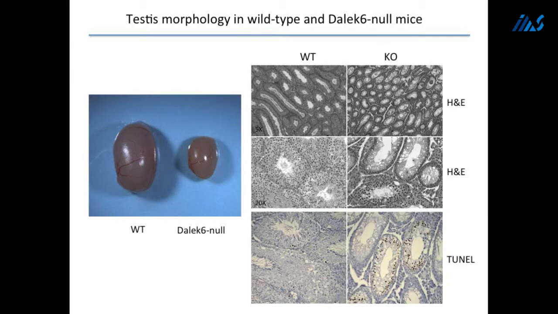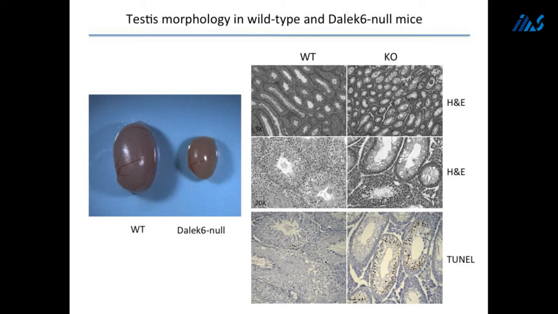When we've carried out TUNEL staining on these mice or on tissue sections, we find huge numbers of TUNEL positive cells. However, this should not be taken to imply that there's apoptosis going on here, since there's a lot of other stuff that can be happening.